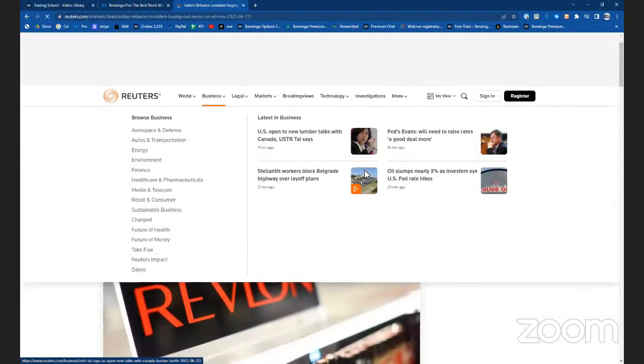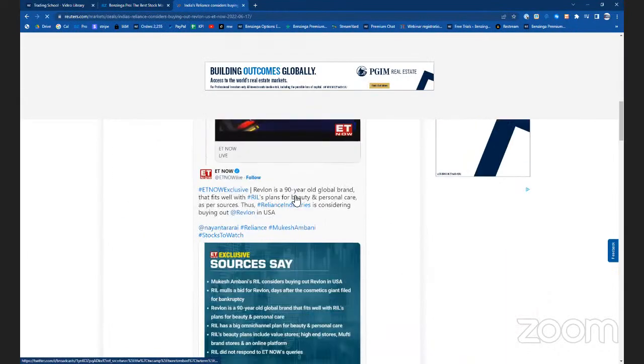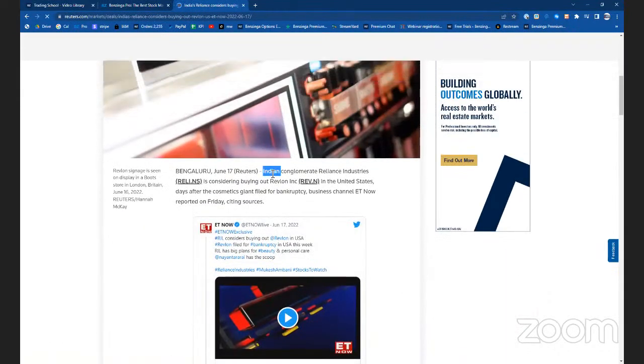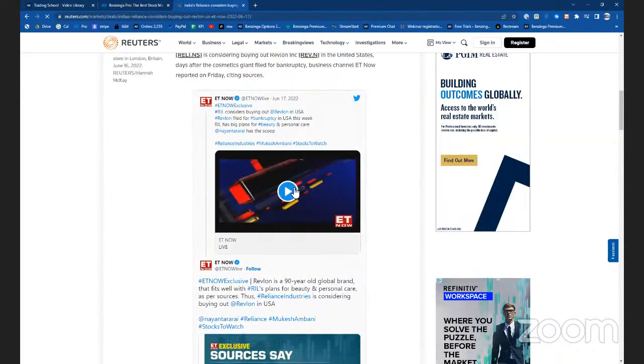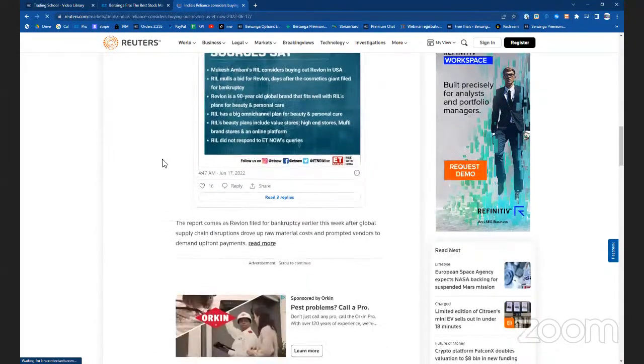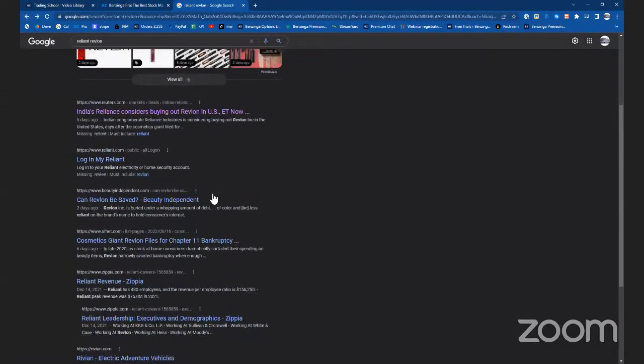Okay. So this came out like 5 days ago, so it's not new, but it's been adding up there. Let's see. It looks like Indian conglomerate Reliance Industries is considering buying out Revlon in the United States days after the cosmetics giant filed for bankruptcy. I don't think we can watch this here, but this is really just a Google away, right? So this is really, I guess, what's moving the stock.